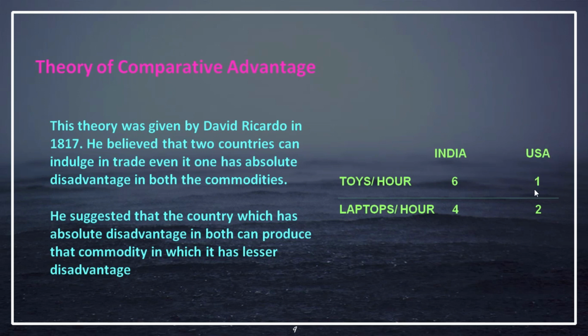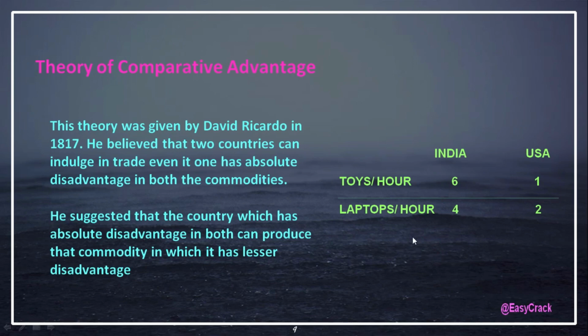So in this case, according to David Ricardo, trade can still take place. How? When the absolute disadvantage is lesser in the case of one country. See, when we subtract 1 from 6, we get 5, right? And when we subtract 2 from 4, we get 2. So the comparative disadvantage is less in which case? In the case of laptops. So USA should export laptops because it has a lesser disadvantage in the case of laptops, right? So this is all about comparative advantage.